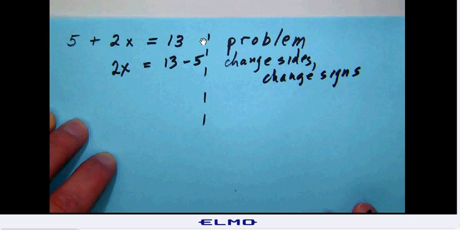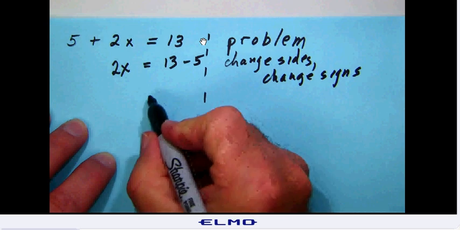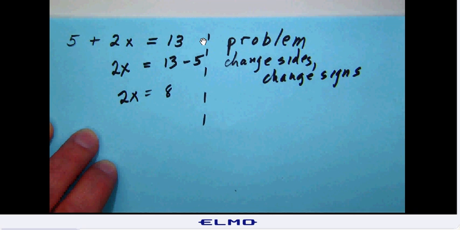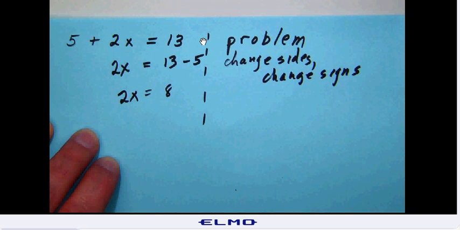And of course, we've got a little bit of math to do here. 13 minus 5 is 8, and so let's write a step. 2x equals 8. We can see that we've simplified the problem somewhat already. So once again, we ask ourselves, what are we trying to do? We're solving for x, which means to get the x by itself.